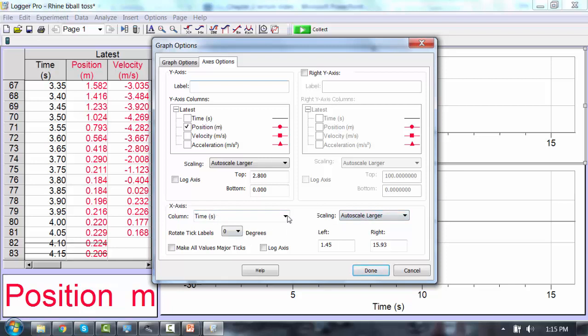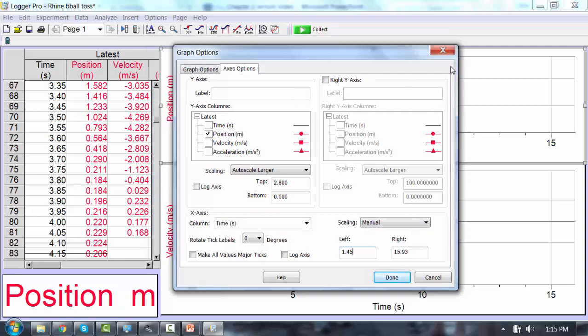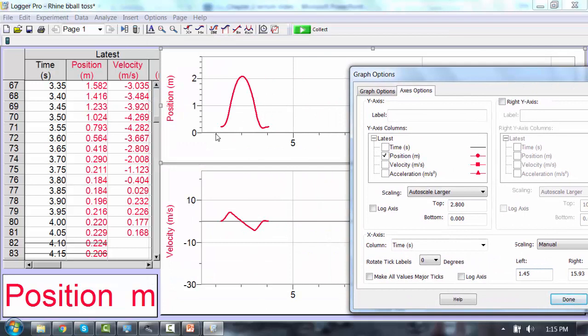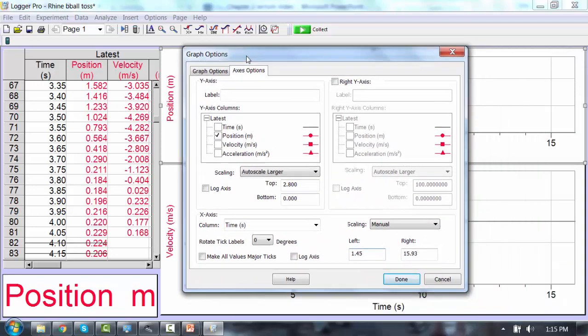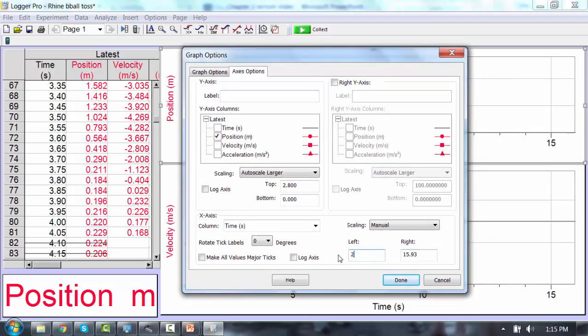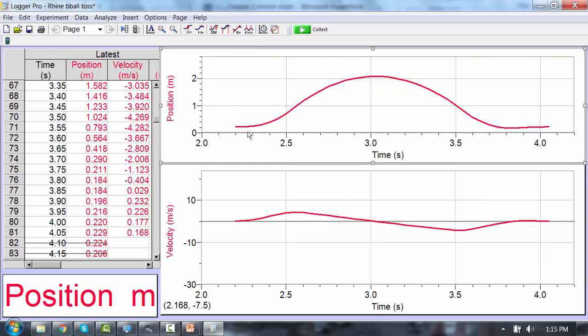And you'll notice I can also change what I would like. If I wanted to plot something else, I could change it right here as well. But what I'd like to do, rather than auto scaling, I'm going to switch to a manual scale. And I think the times I want to do is from around 2 seconds over to a little past 4 seconds. So maybe I'll go 2 seconds over to maybe 4.2 seconds. And as you can see, these two graphs are linked together, so it moved those, spread those out together.